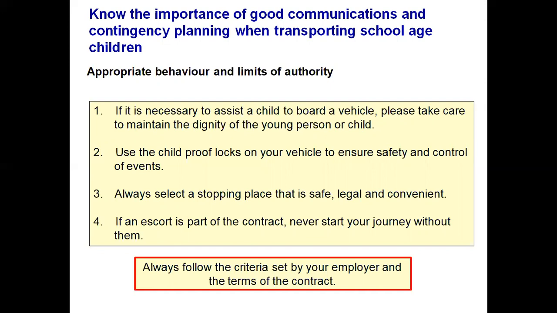If an escort is part of that contract, never ever start your journey without them. You're breaking the terms of the contract. You would have no insurance. It is illegal. So should your escort be ill or not able to come along with you, you need to have that contingency plan of a backup assistant escort. Always follow the criteria set by your base and the terms of the contract of the LEA.